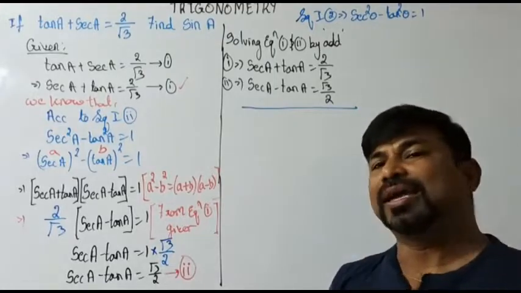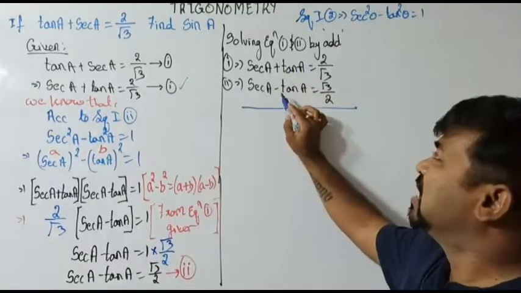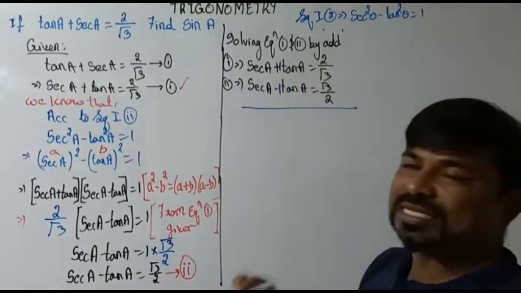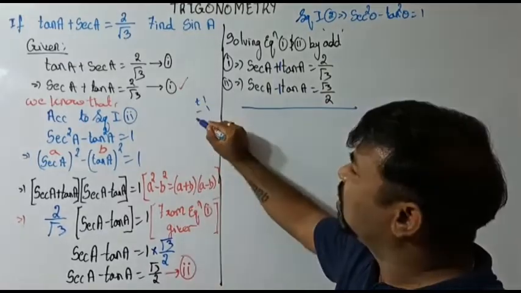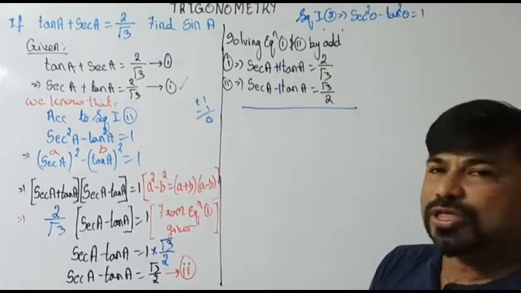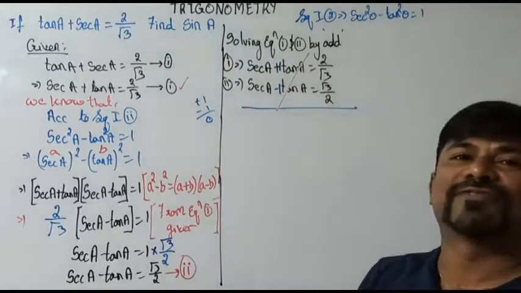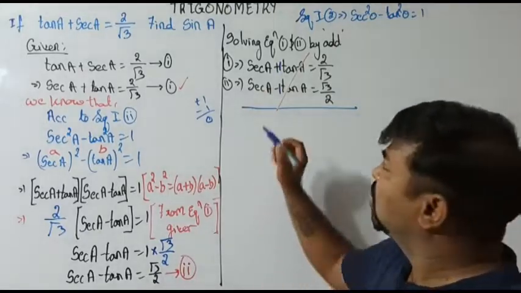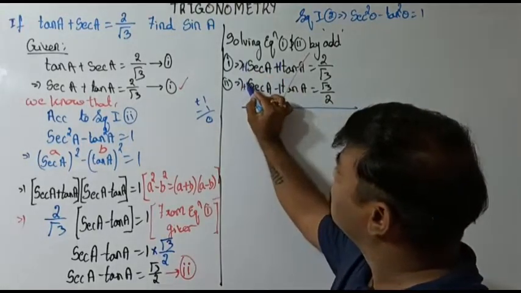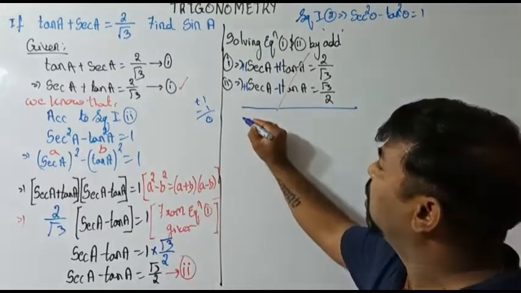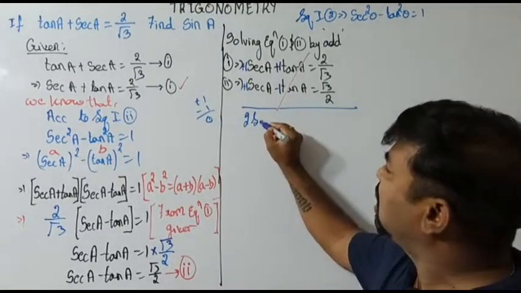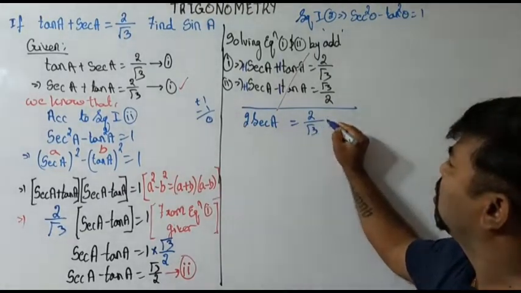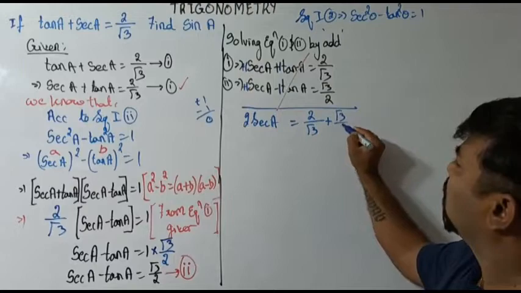Now when we are simplifying it, if you observe, this is plus tan A, this is minus tan A. It means this is plus 1 and this is minus 1. As you all know, plus 1 and minus 1 is nothing but 0. Therefore, I cancel this. Now what is left over here? This is plus 1 and this is plus 1. Totally, it's plus 2 secant A equals, here we have 2 by root 3 and here we have root 3 by 2.